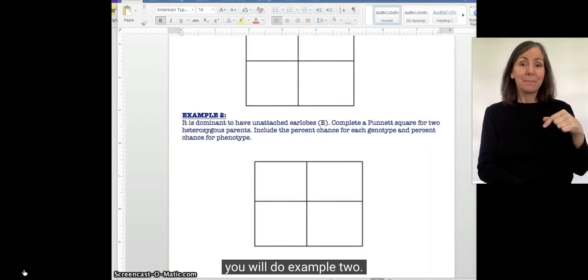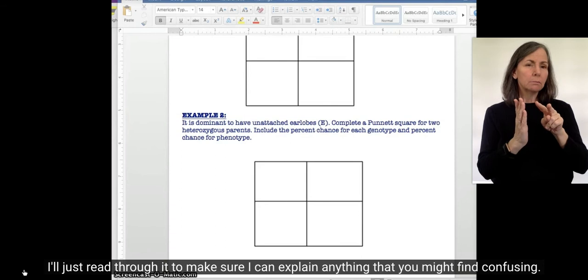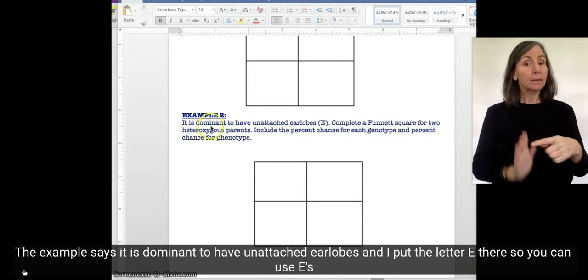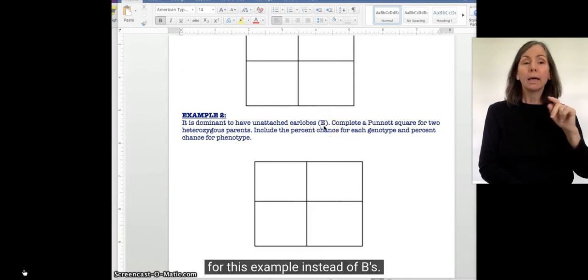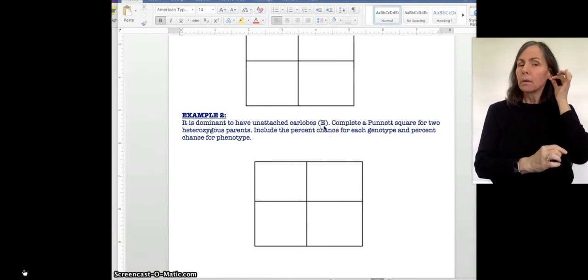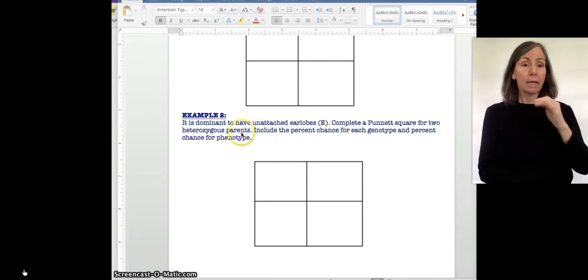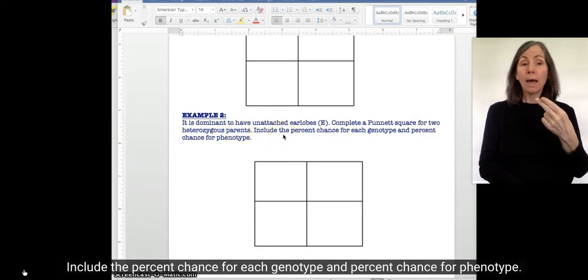For your last assignment this quarter, you will do example 2. I'll just read through it to make sure I can explain anything that you might find confusing. The example says, it is dominant to have unattached earlobes. And I put the letter E there so you can use E's for this example instead of B's. Complete a Punnett square for two heterozygous parents. Include the percent chance for each genotype and percent chance for phenotype.